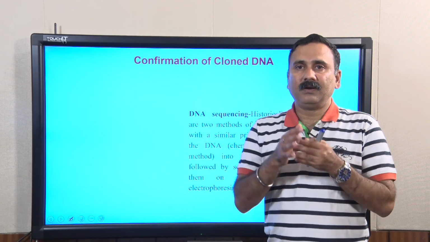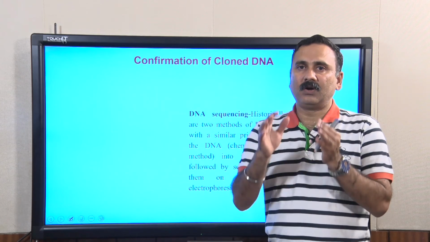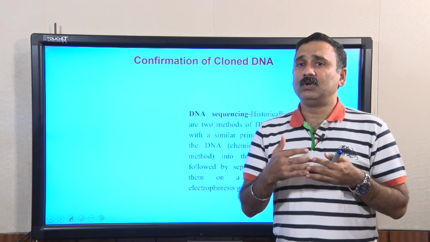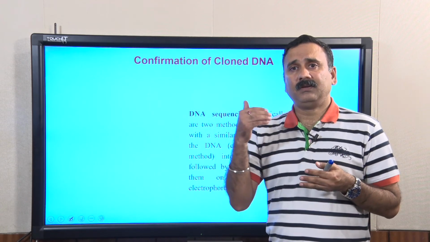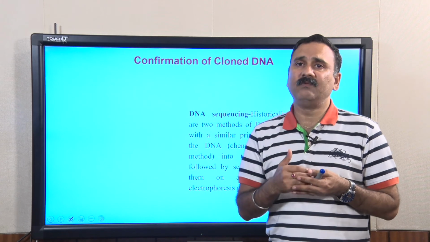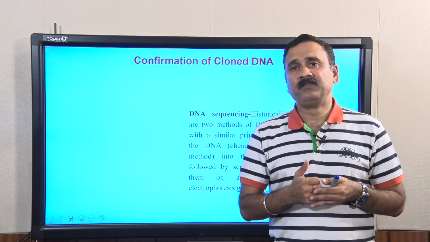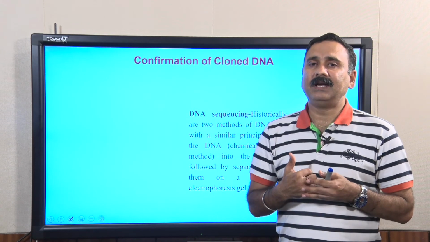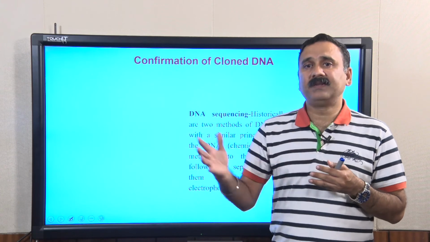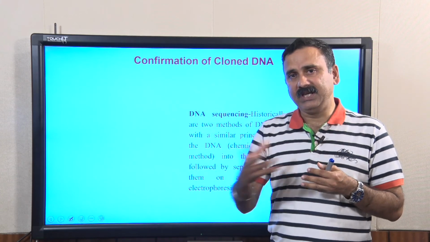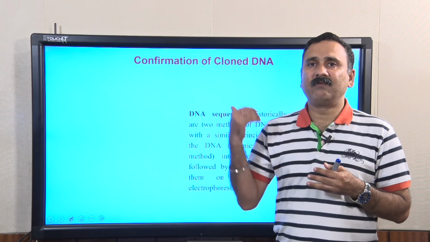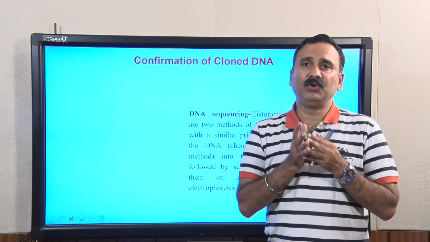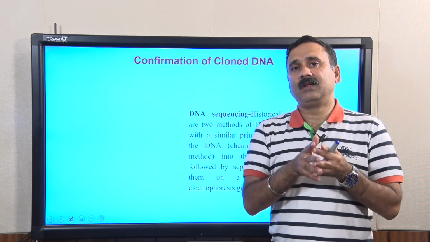And once you are sure that you have selected the desirable clones, the next step is that you have to confirm that your host contains the clone which also contains the right gene. So, for confirming the clone, what you are supposed to do is sequence the complete gene to know that the foreign gene you have cloned is actually intact, it does not have any mutations and it is actually in the right frame.